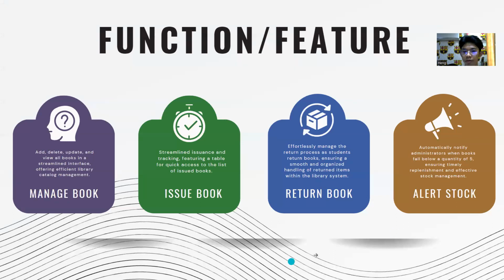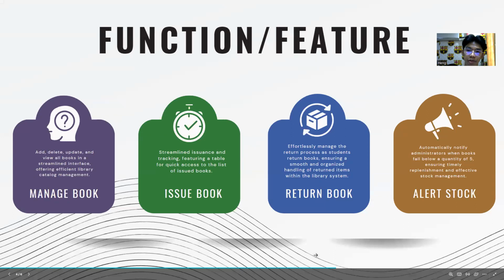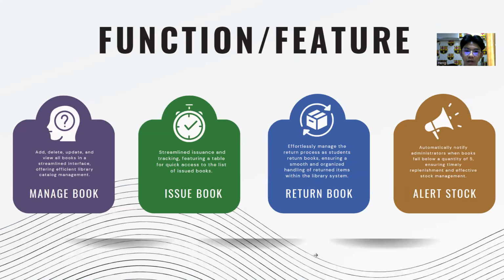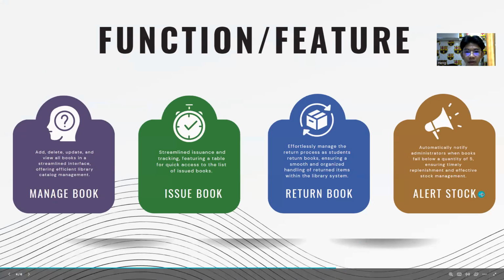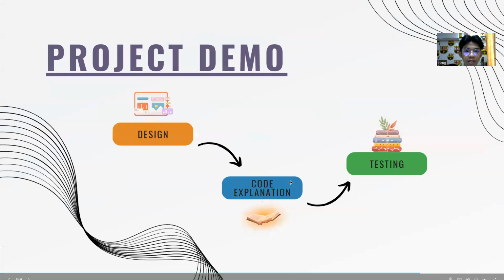And the last one is the alert stock. This alert means that we will tell the administrators beforehand about books that have low quantity. For example, if some specific book has a quantity below 5, we will tell them beforehand so they can prepare for any case. And on to the next part, I'm going to demonstrate my project.